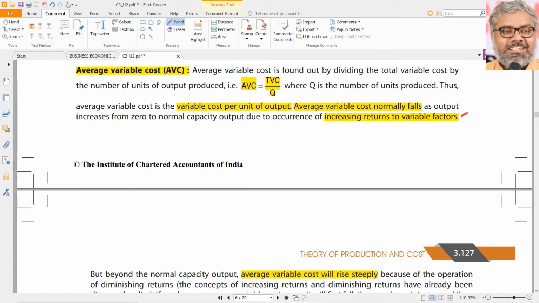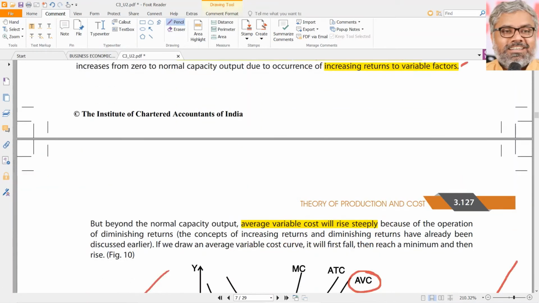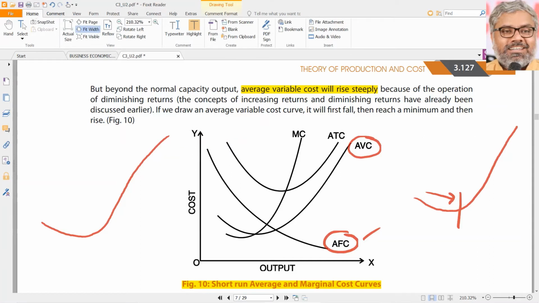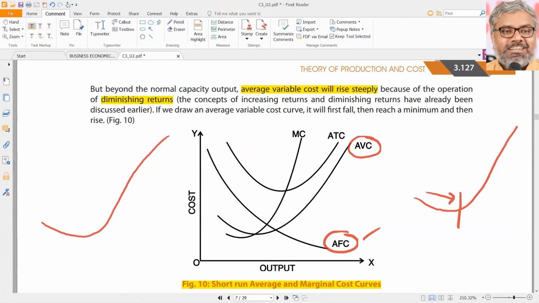Once again, you have to be clear, we are talking short run, not scale. Increasing returns to the variable factors was happening during this phase. Later on, what is happening? Diminishing returns was happening to the variable factors. So when diminishing returns was happening, automatically the average variable cost curve goes upwards steeply, which means it is increasing. So cost increasing means bad. Output decreasing means bad. That we have to always keep in mind clearly.